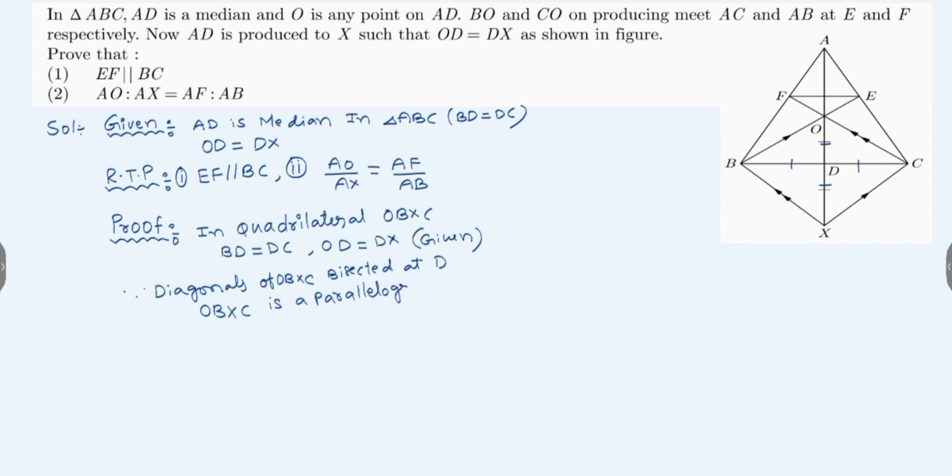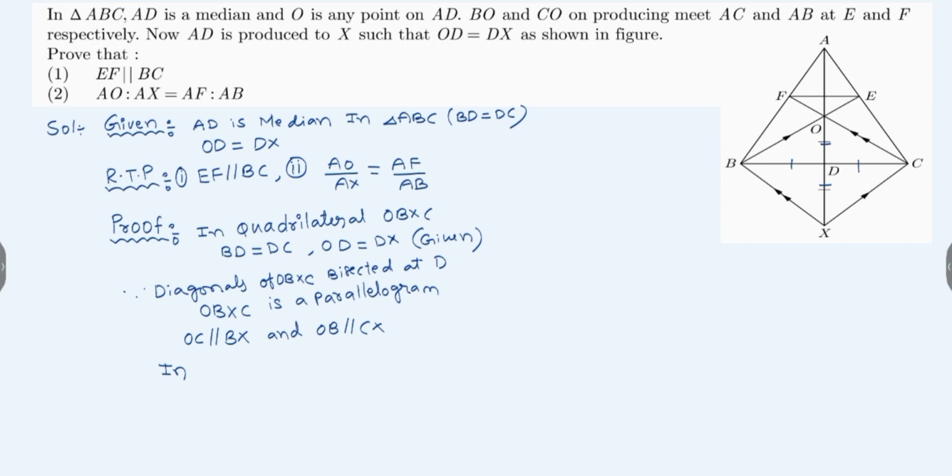When OBXC is a parallelogram, we know opposite sides of a parallelogram are parallel and equal. So what are the opposite sides of the quadrilateral here? One pair is OB and XC and the other pair OC and BX. So here we can write, OC is parallel to BX because they are opposite sides of a parallelogram, and other, OB is parallel to CX.